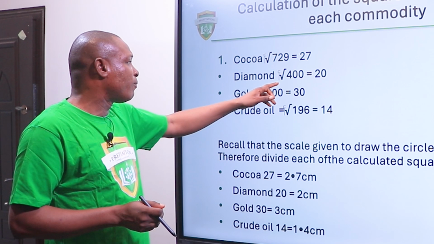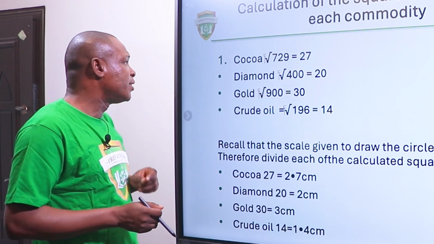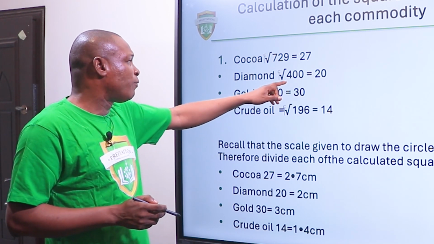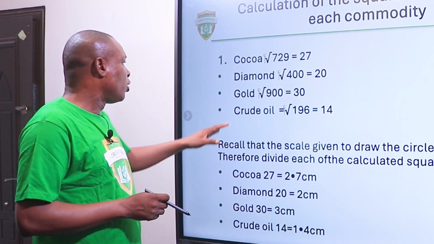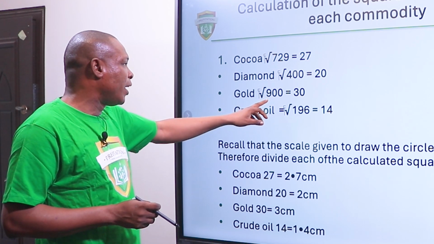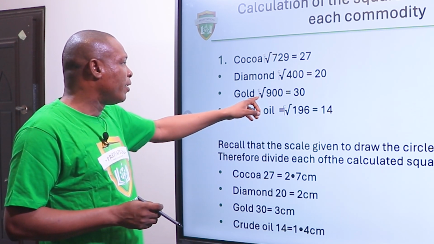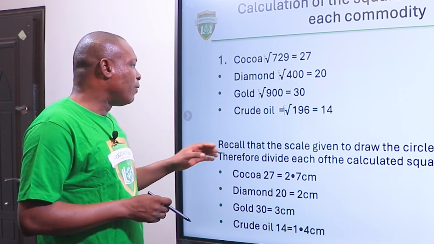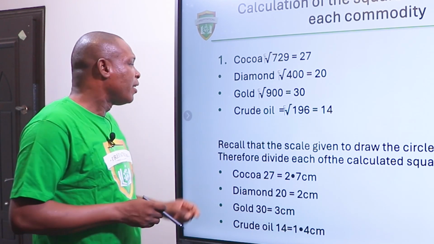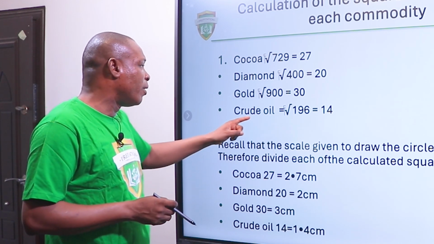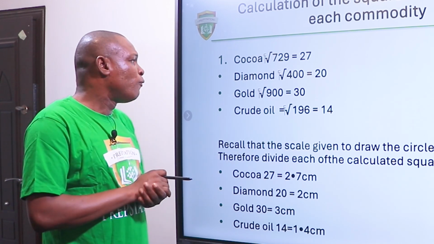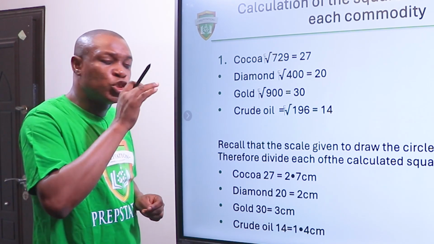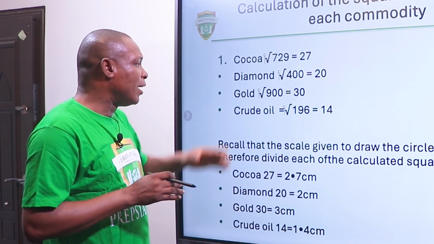Diamond, the figure is 400. The square root of 400 is 20. Gold, with a value of 900, the square root of 900 is 30. Crude oil, with a value of 196, the square root of 196 is 14. So we've successfully calculated the square root of these values.